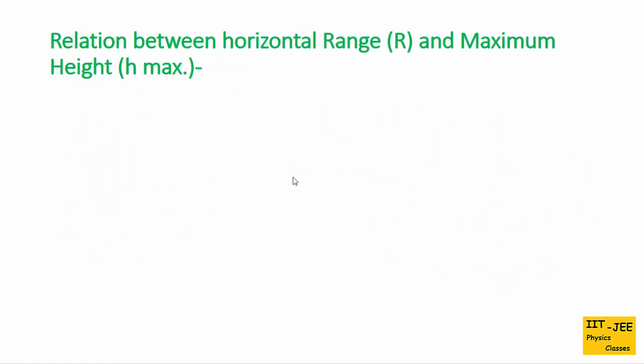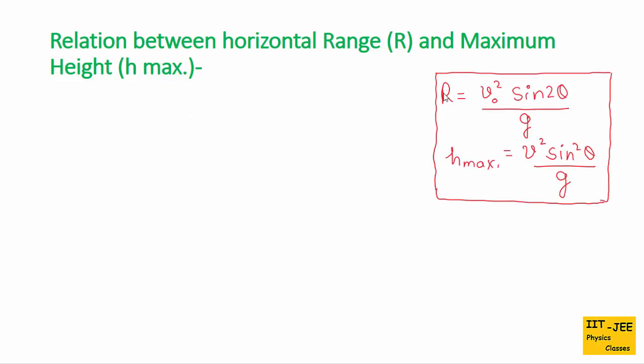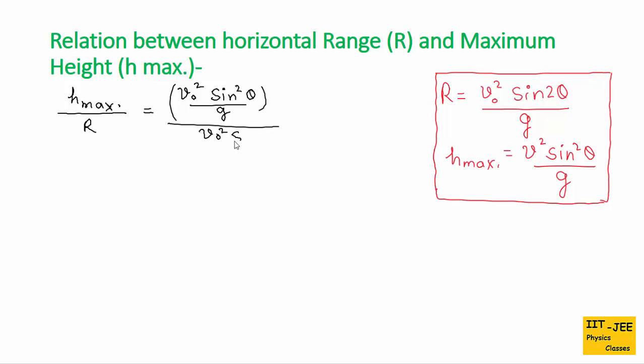Let's derive a relation between horizontal range R and maximum height. So here are the equations of range and maximum height. We will divide both equations. So height maximum divided by R: height maximum equals V naught square sin square theta divided by 2G, and range equals V naught square sin 2 theta divided by G. If some equation is in division like this, we can put it on the top, but we need to inverse the equation. Let me show you.